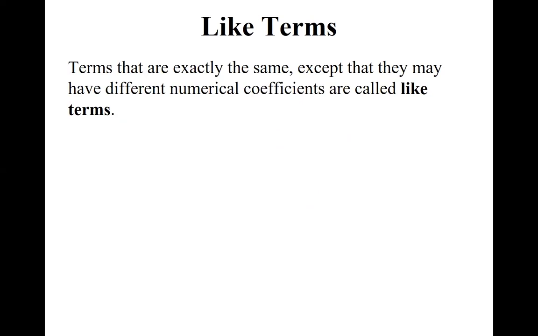Now, terms that are exactly the same, except they might have different numerical coefficients, those are called like terms. So the same variables raised to the same powers are like terms. 3x and 2x, they both just have x to the first power. -6y, 2y, and y, they all just have y to the first power. -3 and 4, they're constants. They both don't have variables.